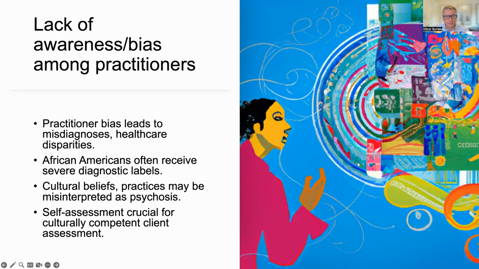Practitioners must be aware of their own cultural orientation and values to avoid imposing them on clients and exacerbating disparities in mental health care. One way to approach it for social workers is to use self-assessment to understand the influence of their own culturally learned assumptions on the assessment process.